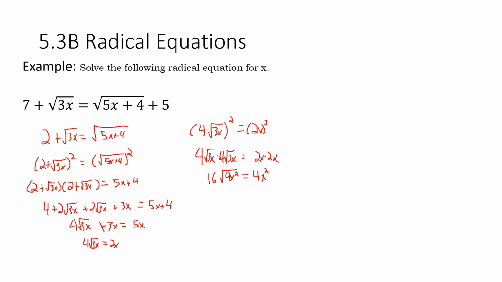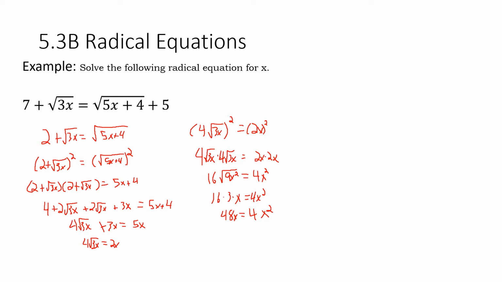All right, so let's keep our 16. Square root of 9 is 3, so times 3, and square root of x squared is x. And that is equal to 4x squared. 16 times 3 is 48x, and that's equal to 4x squared. So we have two values for x here.